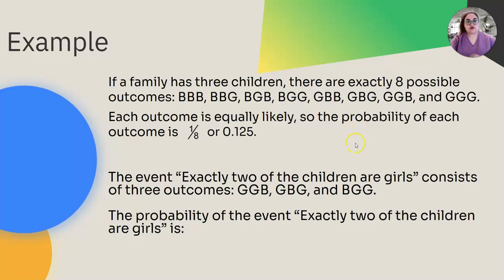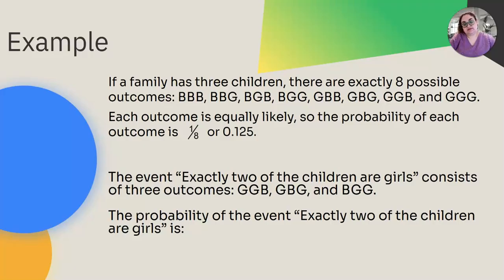Okay, so let's go back to our example that we used our tree diagram for. The family has 3 children. There are exactly 8 possible outcomes. So you can have 3 boys, 3 girls, or any order in between. Notice that we're really focusing on the fact that order matters for this. Each one of these outcomes is equally likely. You have a 1/8 chance probability of getting either one of these 8 possible outcomes.